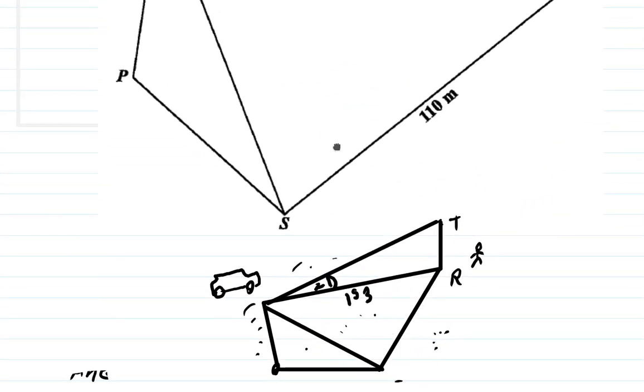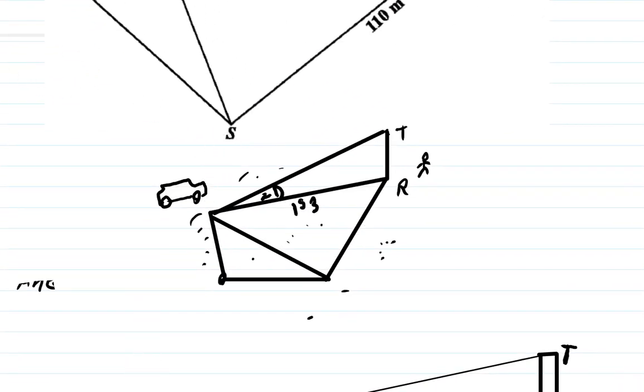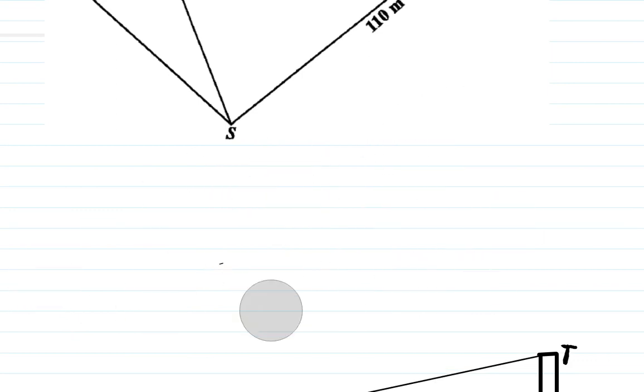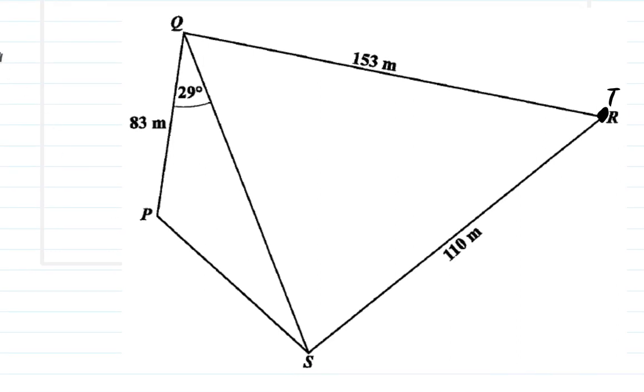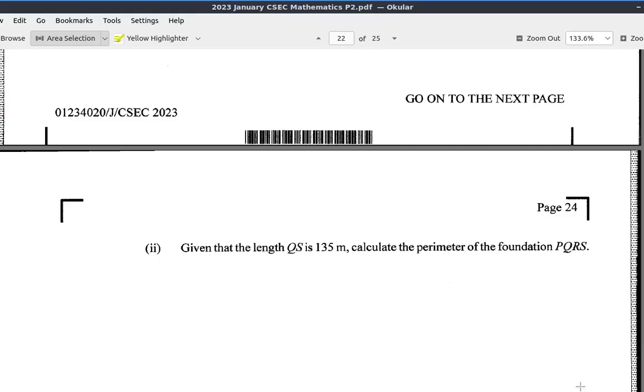I don't know what these people are coming up with. Let me erase this. Alright, so QS is 135. So this here is 135 meters. What do they want now? Calculate the perimeter of the foundation PQRS.